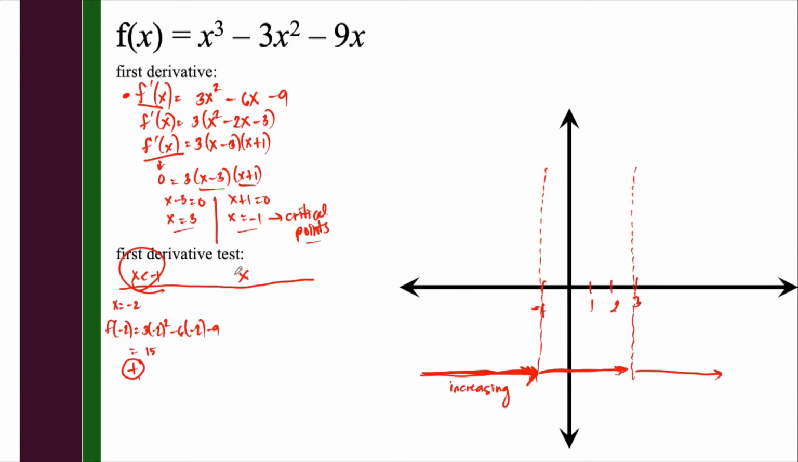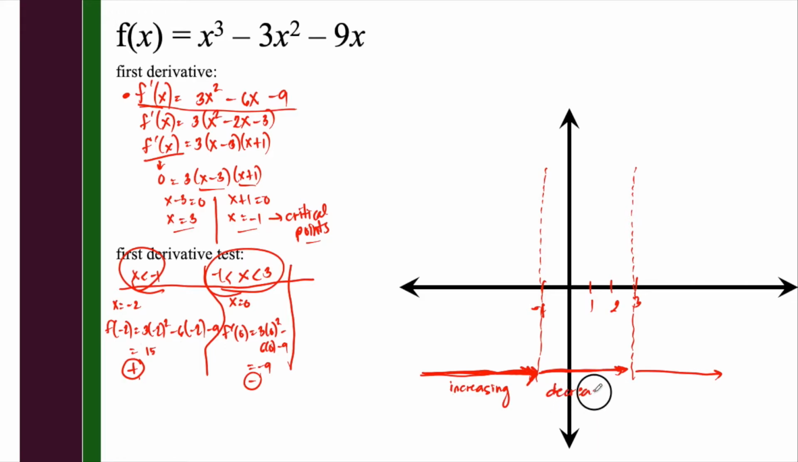From negative 1 up to 3, we're going to substitute any value of x that's between negative 1 and 3. Let's take 0. Substitute 0 into the first derivative: 3 times 0 squared minus 6 times 0 minus 9, or simply 0 minus 9. So that is negative 9. That's negative, meaning the slope of the tangent line at this interval is negative. That indicates that the graph is decreasing at this interval.